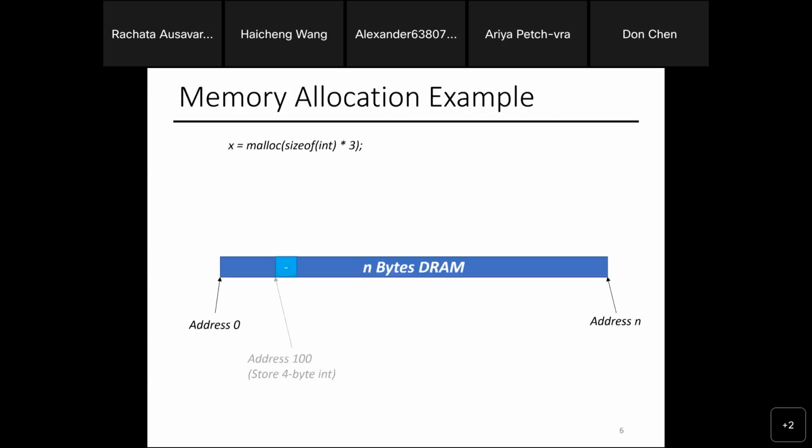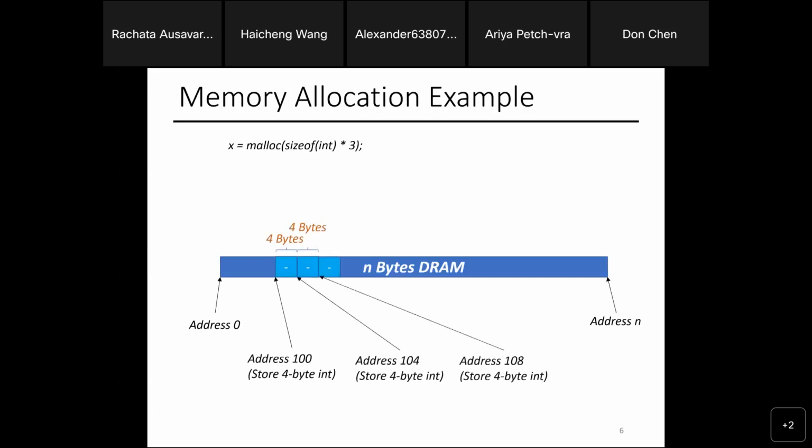And we have the malloc example, which is when I call malloc. In this case, let's say I call malloc of sizeof int times 3. The function input is the number of bytes that we want. So in this case, sizeof int is 4 multiplied by 3, that's 12. So I basically got 12 bytes of free area that I can use for x. x in this case will be 100 because x stores the address.